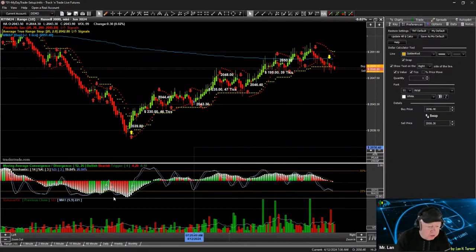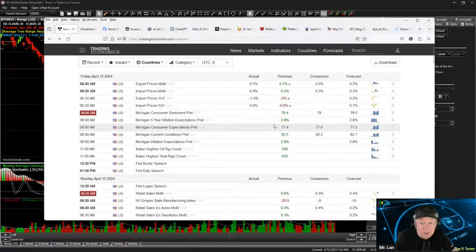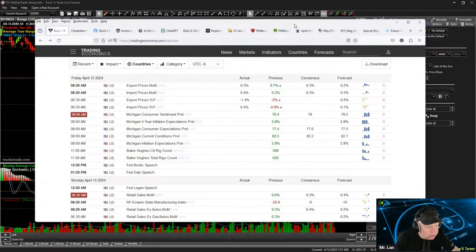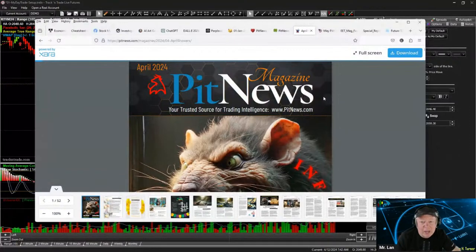There is an article in Pitt News Magazine. You guys all know that Pitt News Magazine is the way that I stay in touch with you guys and write articles about subjects that we talk about. And I have a staff of writers, other traders that help me do this, and we work on writing things together and write articles in Pitt News Magazine. And in the April issue of Pitt News Magazine, we talk exactly about what Michael Bruce was asking.